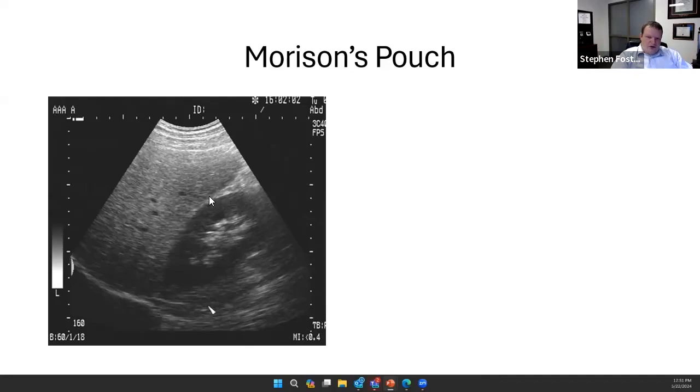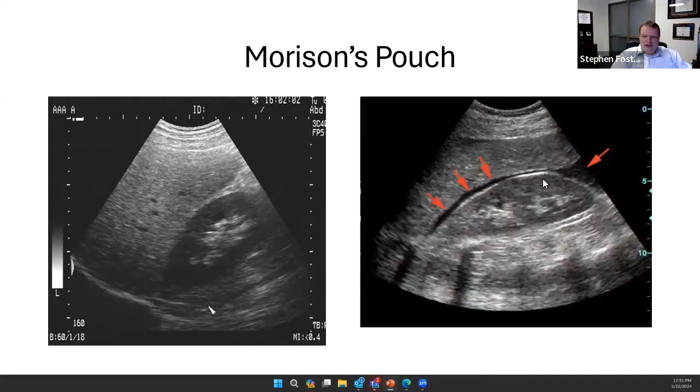And then what you're looking for is fluid. Sorry, it's hailing here right now. Looking for fluid between the liver and the kidney. So fluid's going to show up black, just like the red lines right here. And that's going to be a positive sign if you see that strap of fluid there.